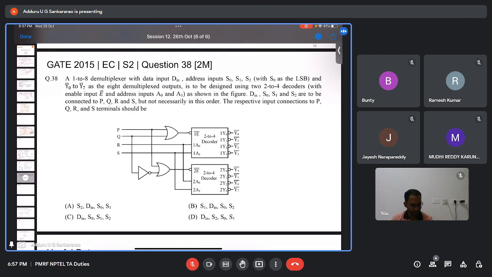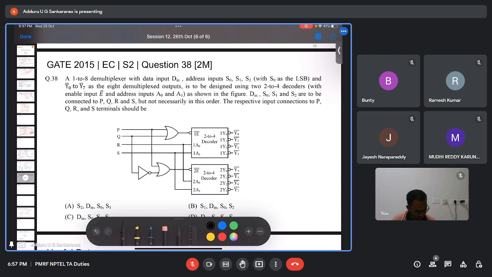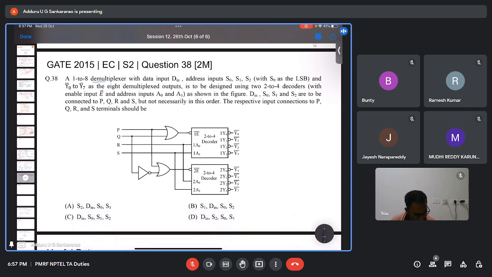This is the question that was given in GATE 2015 ECE set 2 for 2 marks. The question reads as follows. A 1 to 8 demultiplexer with the data input D in and address inputs S0, S1, S2, S0 as the LSB, and Y0 to Y7 as the 8 demultiplexed outputs, is to be designed using two 2 to 4 decoders, with enable input also there as shown in the figure.